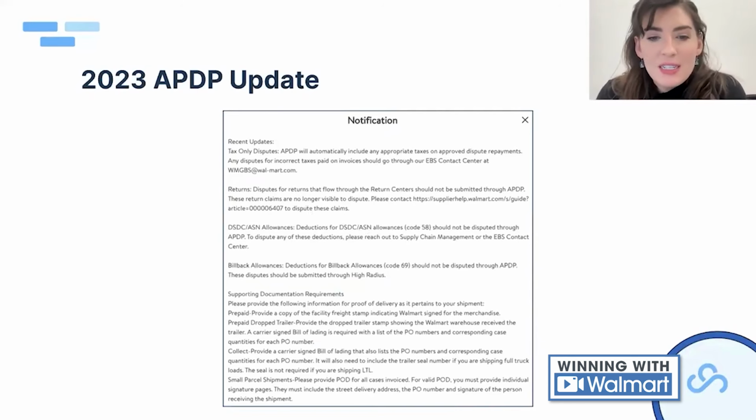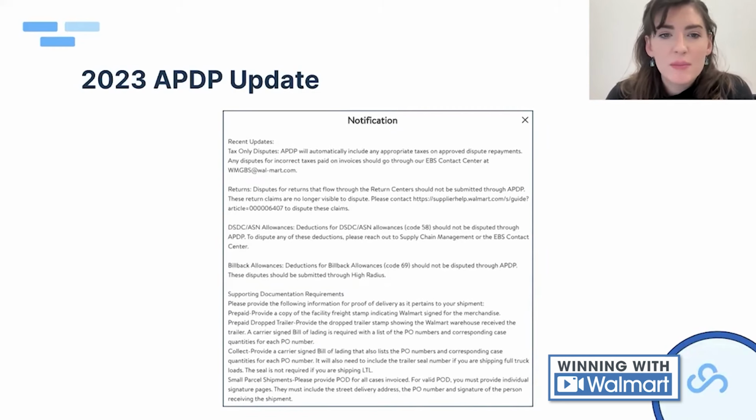Yeah, it is easy to get all of the Walmart APDP updates mixed up because there have been a lot in 2023. This is one we wanted to recap because it really shifts a lot of the features in APDP. What I'd call out here is that there are some disputes that you can no longer do on APDP, such as code 85s. Those should actually be disputed by reaching out to supply chain management or the EBS contact center. Those are allowance ones. Same with the build back allowance, the code 69. So there's a couple things in there.